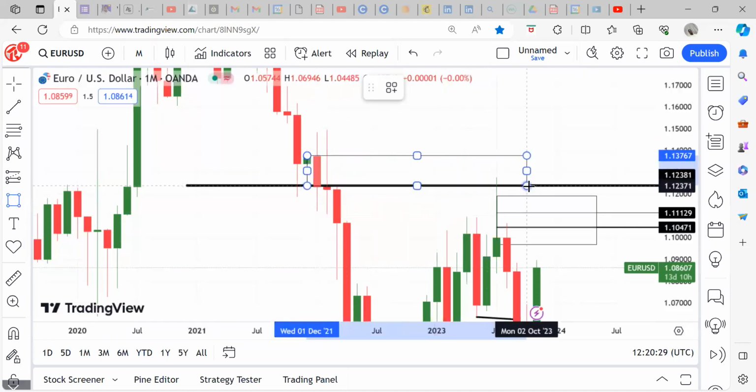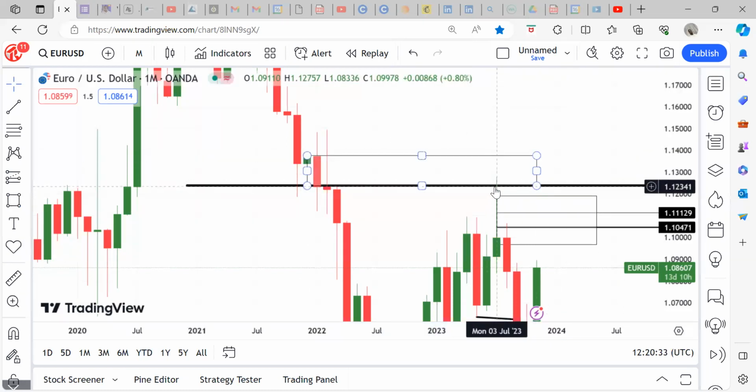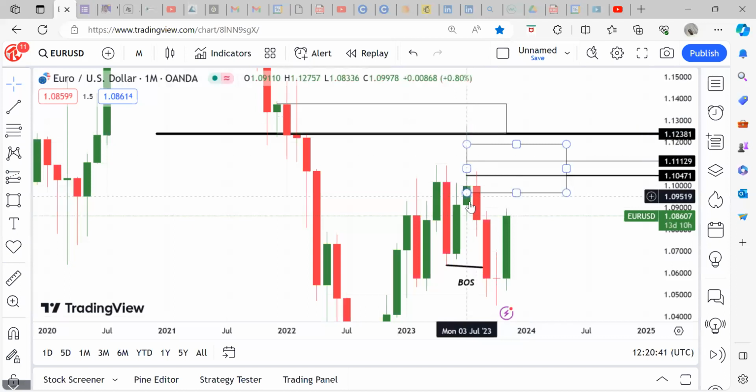All right. So you can see it here. Let me plot it out. I will delete it. So you can see it tapped into this bearish order block. After it did tap into this bearish order block, look at what happened. It closed as a rejection. Quick rejection. You can see.